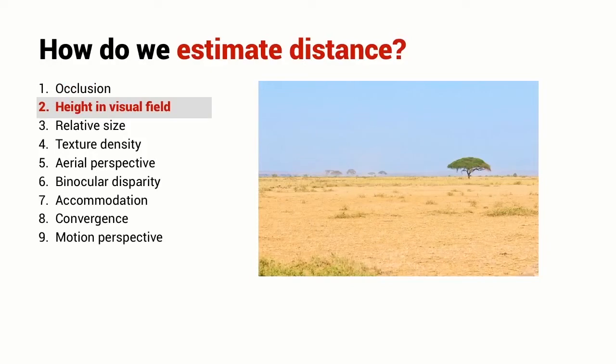Looking at this, we can see a tree. We know a tree is a pretty big thing. But in this particular image, the tree does not look that big. So therefore, we figure that the tree must be a long way away.